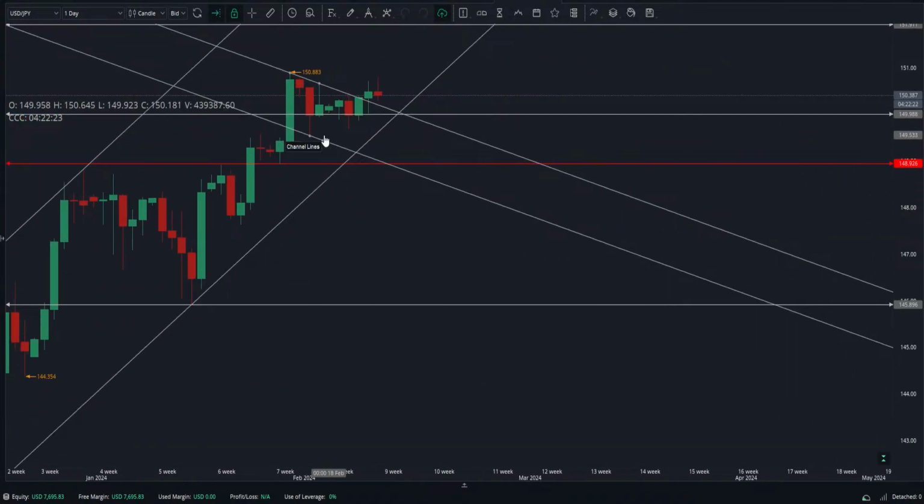USD JPY, a breakout, and then what's your thought about Nikkei? Nikkei we will check in a bit. Okay, Nikkei we will check in some time.